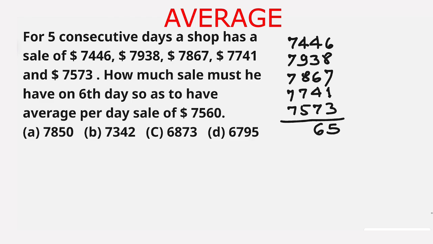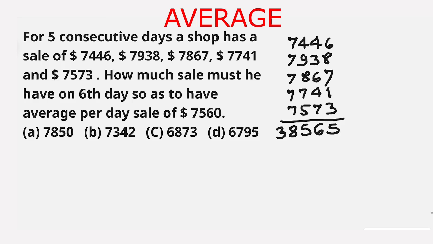We write 6 and carry 2. 2 plus 4 is 6, 6 plus 9 is 15, plus 8 is 23, plus 7 is 30, plus 5 is 35. We write 5 and carry 3. 7 times 5 is 35, plus 3 is 38. So the total sale for 5 consecutive days is 38,565. Now we will calculate the 6-day sale.